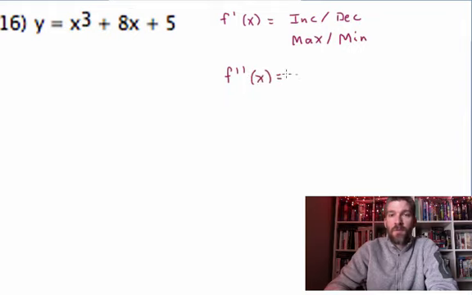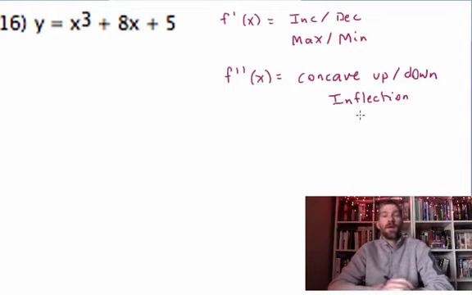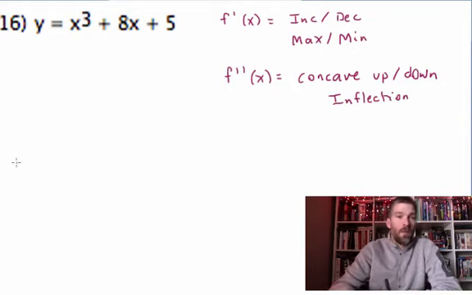And to find those things, we need to know the first and second derivatives. The first derivative is going to tell us where we increase or decrease. The second derivative is going to tell us where we're concave up or down, or where we have points of inflection.